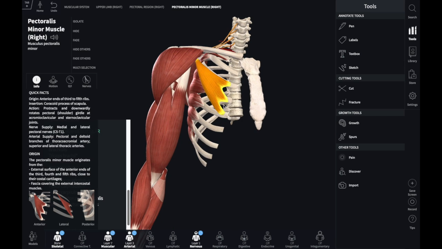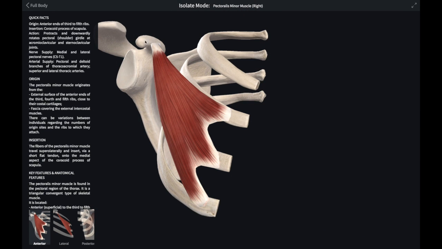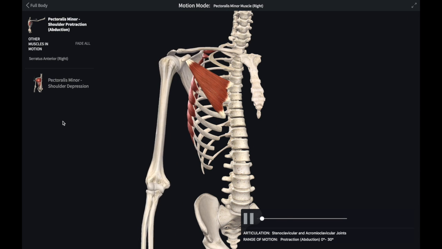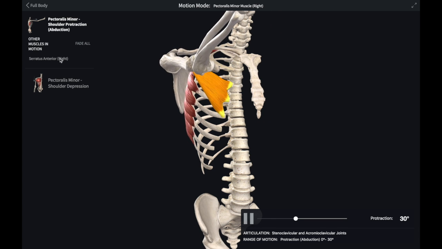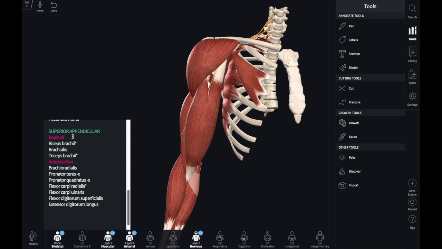Its origin is the 3rd, 4th, and 5th rib. Its insertion, you can see, is the coracoid process of the scapula. Its action, protraction, so bringing your shoulder in, as well as you can see the action here, it turns yellow, so a depression of the shoulder, so it'll work with your pectoralis major. Muscles of the superior appendicular, beginning with your brachial or your upper arm.